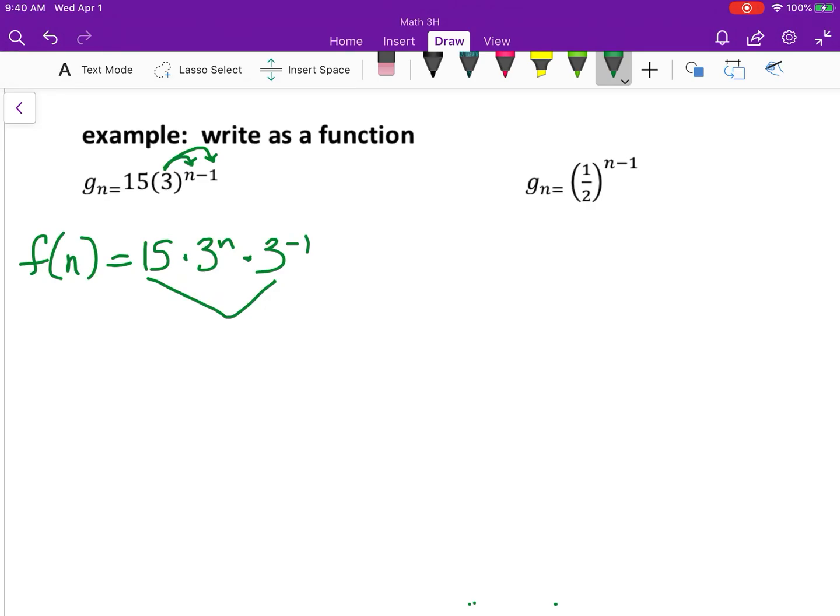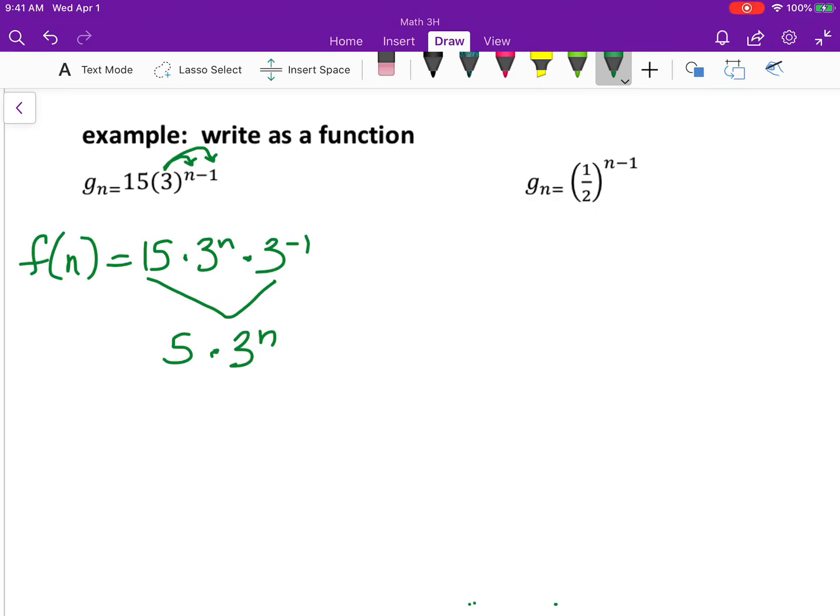Honestly, just take 15 times 3 to the -1 in your calculator. It will very easily help you and give you 5. And then you tack on the 3 to the n, and you now have your function. Okay, so f of n is now 5 times 3 to the n instead of the sequence form. And then with this, we can tell where the y-intercept is, the growth rate. So this is a big deal on knowing how to do this.